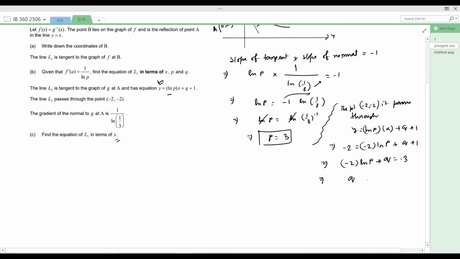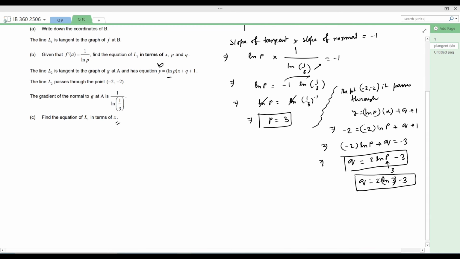q is equal to, the -2 will be +2, so 2 ln p minus 3. This is the value of q: 2 ln p minus 3. Now the value of p is 3, so q equals 2 ln 3 minus 3. Obviously you can also take the 2 as a square, like ln 3 squared, that is ln 9 minus 3. This can also be done.